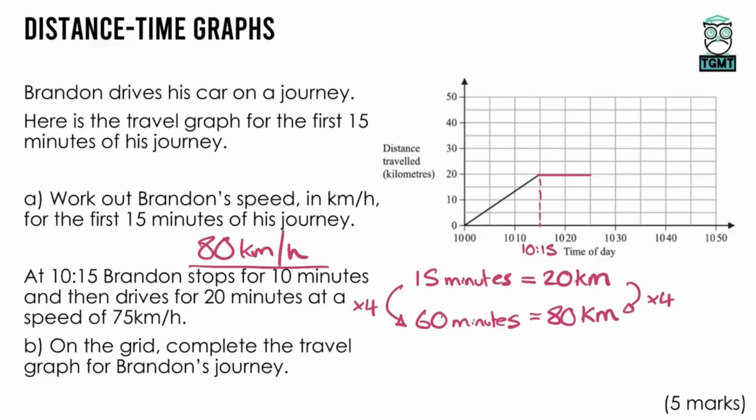So our distance time graph is going to keep going upwards. Or in other words, it's going to sort of keep going up to here somewhere. We just need to figure out exactly where it's going to go. So 20 minutes at a speed of 75 kilometres per hour.